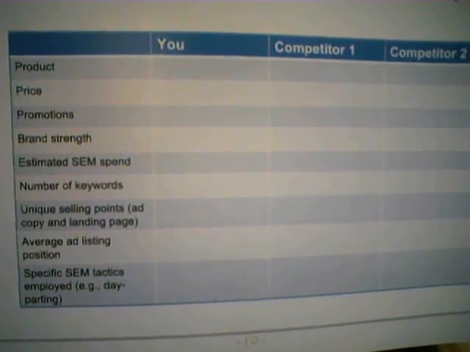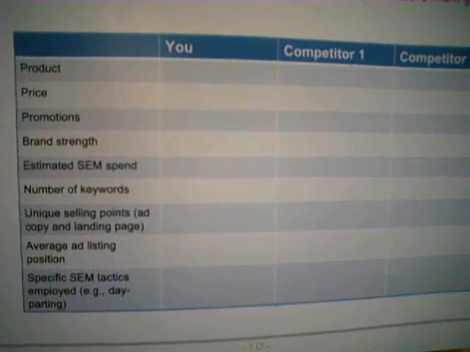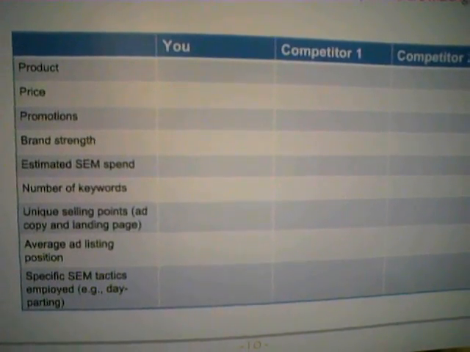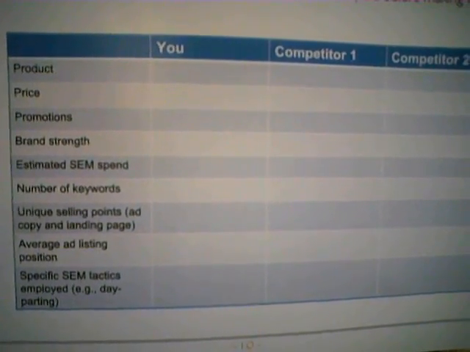Tip 4 is to know thy competitors. This one sounds pretty self-explanatory, but once again, we created a chart for you to fill out so you can better visualize it. Remember, you're not advertising in a vacuum. The searcher always wants to compare before making a purchase.